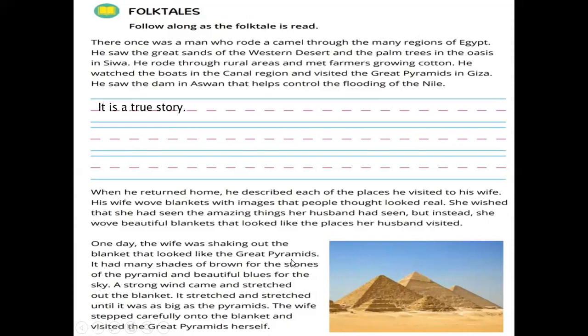Did you notice that the places mentioned in the story are real? Do you remember them? They are the Western Desert, Oasis Siwa, Canal region, Great Pyramids in Giza, the dam in Aswan, and the Nile.